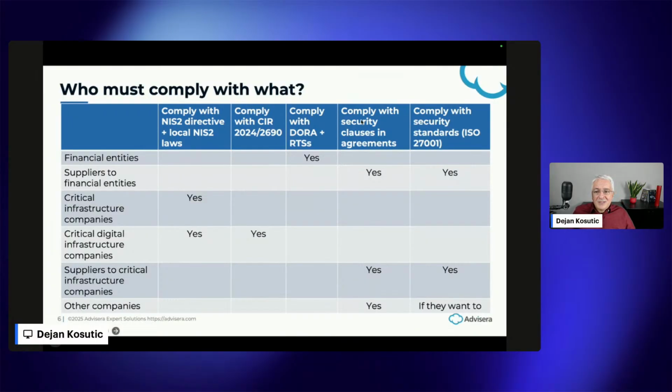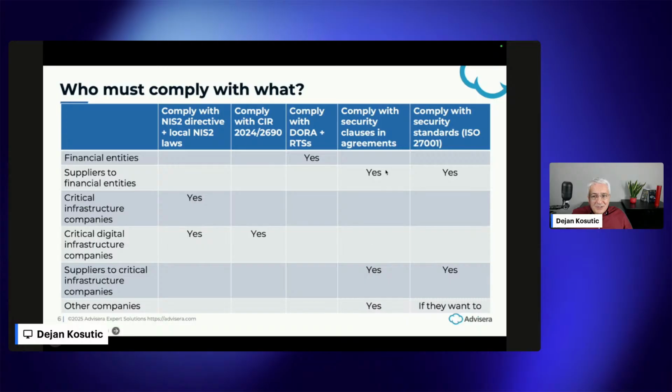And basically these other companies, of course, have to comply with various security clauses in agreements, right? So if you're a supplier to a financial entity, then this financial entity has written various security clauses in the agreements, and then of course you have to comply. So this is something that is relevant to you, these security clauses. But also the suppliers to critical infrastructure companies. If you are a supplier to any of these critical infrastructure companies that are in the NIS2 scope, then you have to comply with these security clauses in agreements.